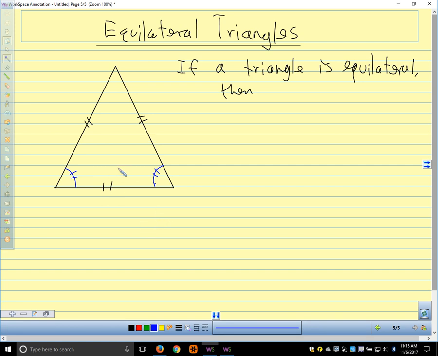Well, now let's look at these two sides. These two sides are the same. So what do we know about these two angles? They have to be the same also. So that angle has to be an angle with two tick marks. So we can say if a triangle is equilateral, then it is equiangular.